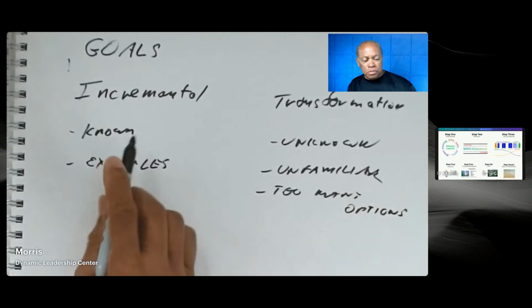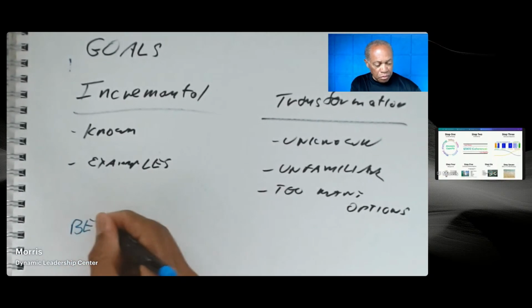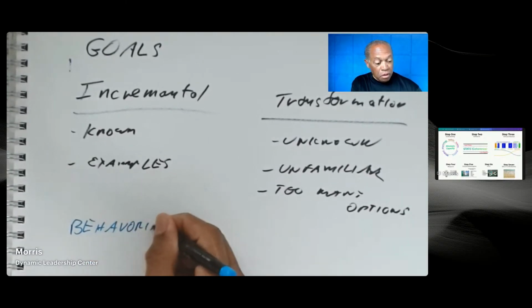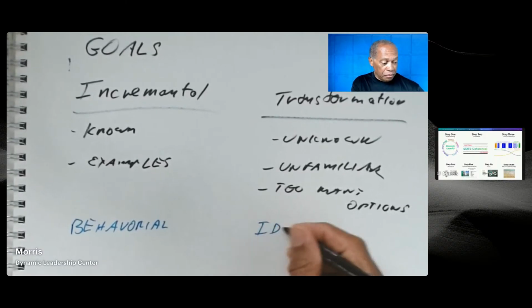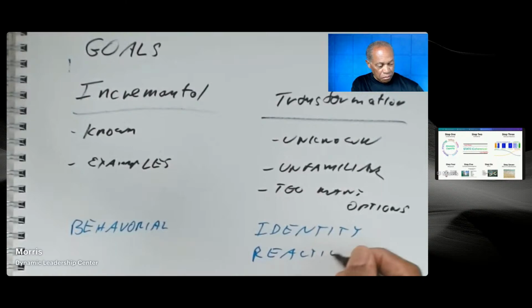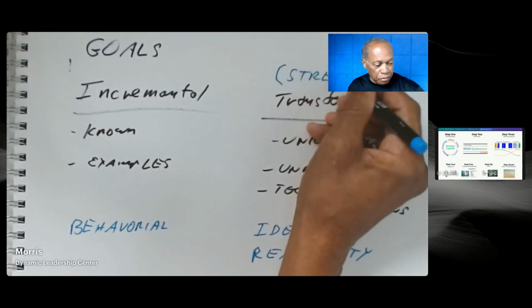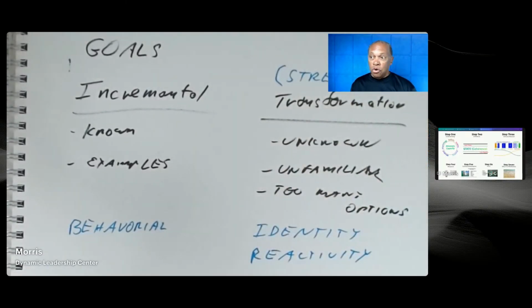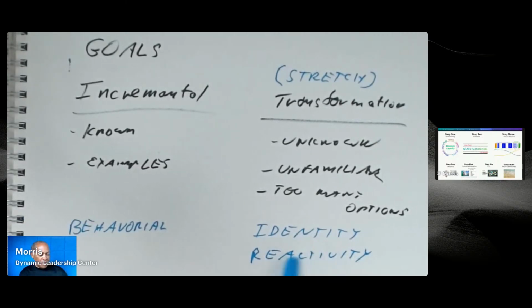The reason I'm looking at it this way is because with incremental goals, the primary shift that the person has to make is behavioral. Whereas over here, there are two shifts that they have to make. One is identity, and the other is reactivity. And I would argue that we could also put stretch goals over here, because a stretch goal is going to have some of those same characteristics, where it's going to need a shift in identity and a shift in reactivity.